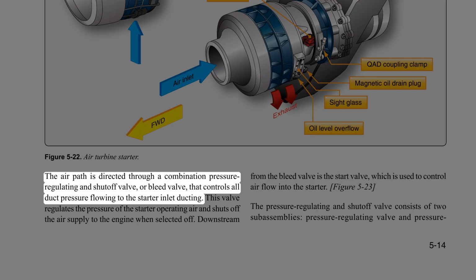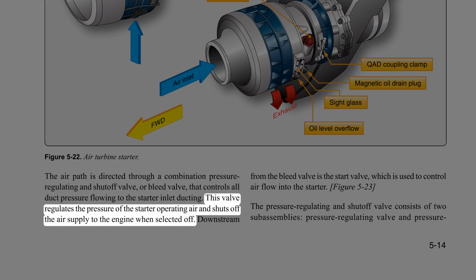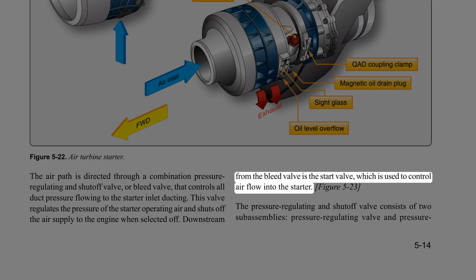The air path is directed through a combination pressure regulating and shutoff valve, or bleed valve, that controls all duct pressure flowing to the starter inlet ducting. This valve regulates the pressure of the starter operating air and shuts off the air supply to the engine when selected off. Downstream from the bleed valve is the start valve, which is used to control airflow into the starter.